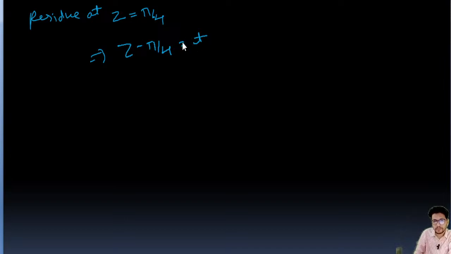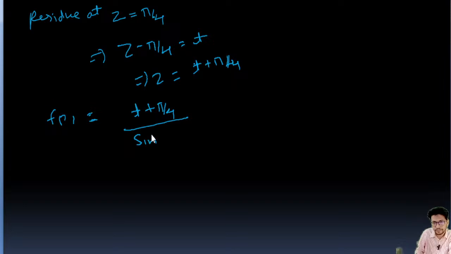So it means the value of z is going to be t plus pi by 4. Now we'll put the value of z here. At z we'll write t plus pi by 4. So the function is z upon sine 4z whole square, right? In place of z we'll write t plus pi by 4. So t plus pi by 4 upon sine of 4 into t plus pi by 4, whole square. And now we'll solve it.